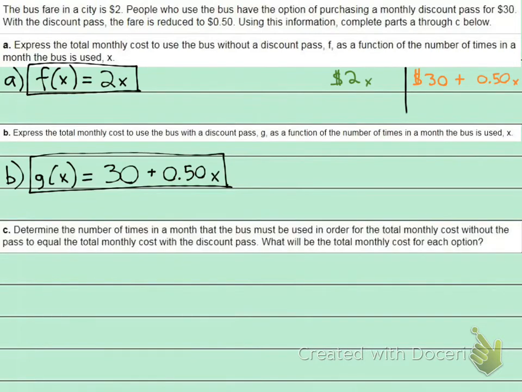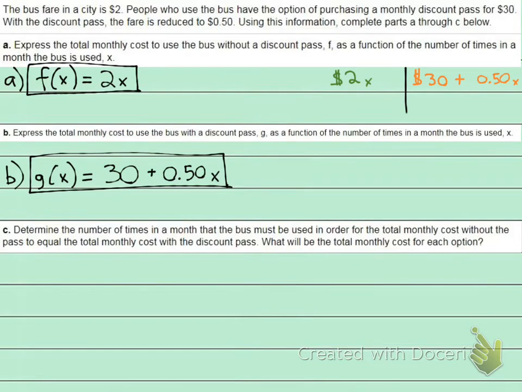Now, here's where this is a great problem. We're going to figure out where the point is. How many rides would it take for these two prices to be the same? Obviously, if you're only taking one ride, you're going to go with this one. It would only cost you $2. If you're only going for one ride here, it's going to cost you $30.50. But if you take 100 rides, well, that one there is going to cost you $200, so this one is certainly going to be cheaper. So let's figure this out.